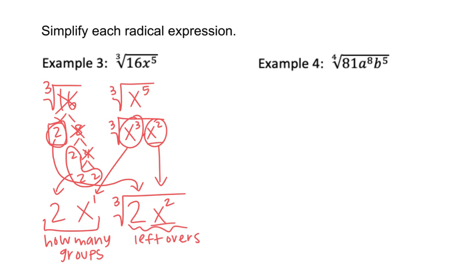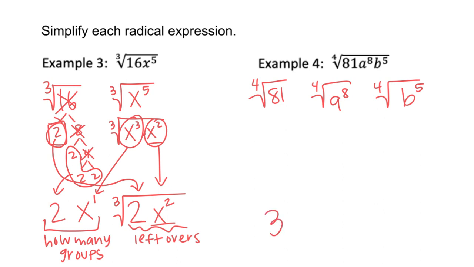Okay, so I'm going to break each of these down. We have the 81, we have the A's, and we have the B's. So we need to pull each of these out as much as we possibly can. So always check in your calculator first. Type in the 4th root of 81 and let's see what it gives us. Ooh, on this one, it gives us a nice number. So we don't even need to do a factor tree. It gave us a 3 when I did that 4th root of 81.